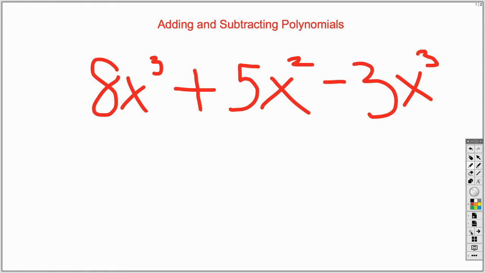Today we're going to be learning about adding and subtracting polynomials. Not gonna lie, it's not that bad. If you understand a little bit of exponents, then this should be a breeze.